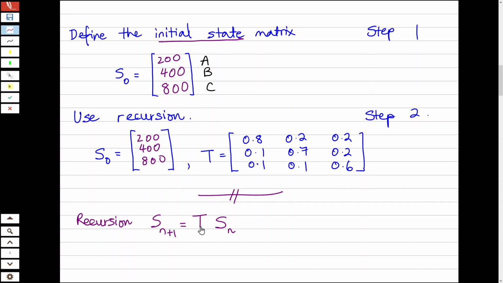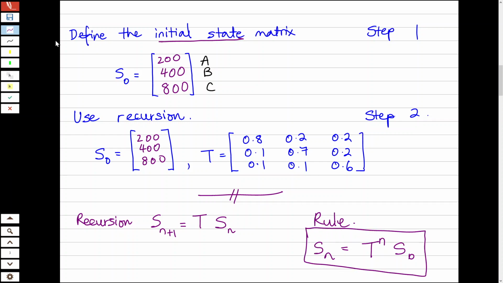The other formula you need is a shortcut. So this is called a rule. Maybe I don't want to press enter 20 times, so you can just use this formula instead. T to the power of n times S naught. Okay, so I would suggest using this formula, because without this, you're going to have to start at S naught and do something like this each time. All right, it's going to get a bit messy.